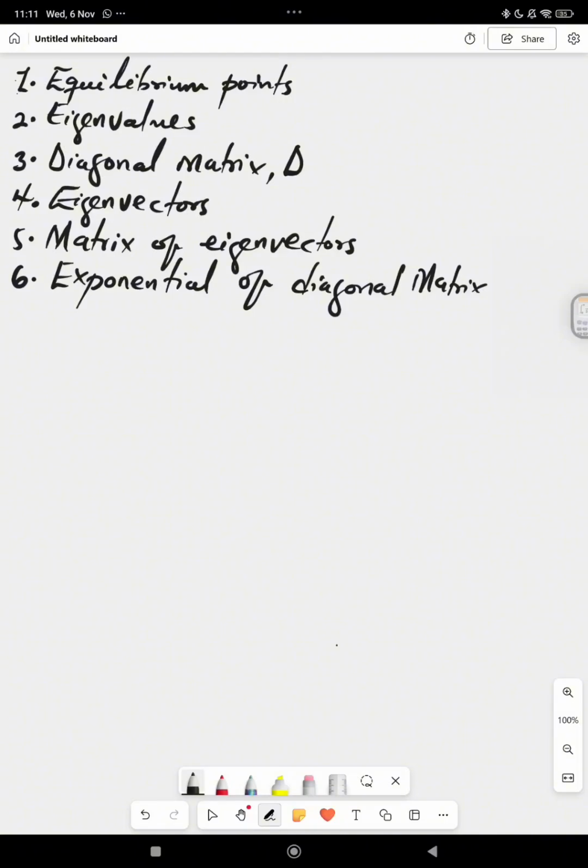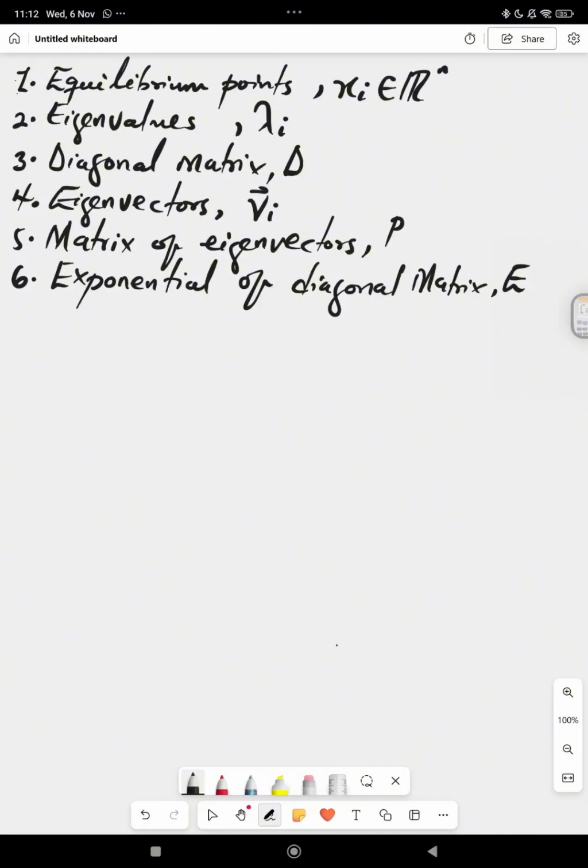Our equilibrium points are vectors which belong to R^n. Your eigenvalues are lambda i, the different eigenvalues. Your diagonal matrix D, your eigenvectors v_i, your matrix of eigenvectors, which is P, and your exponential of the diagonal matrix D. So if you have all these things available, you can go ahead and solve for the solution of your system.